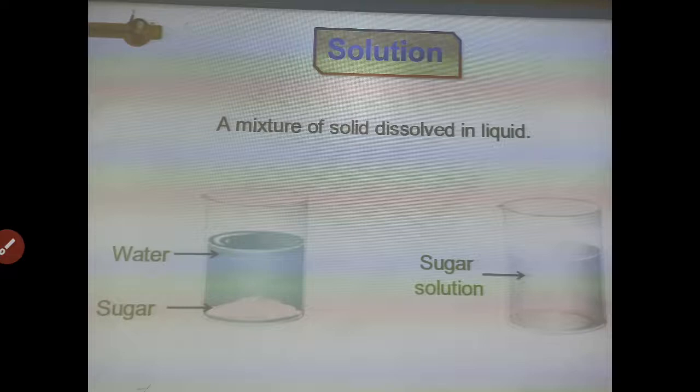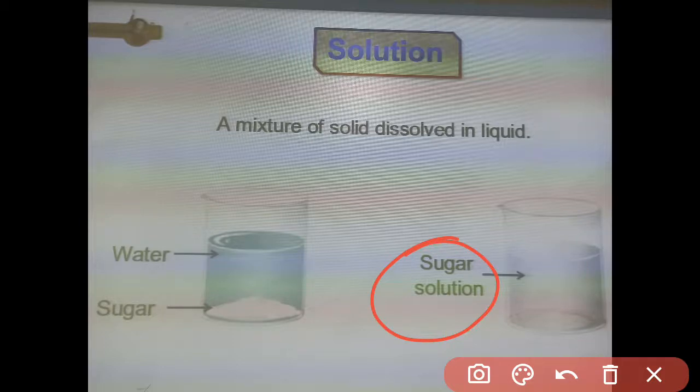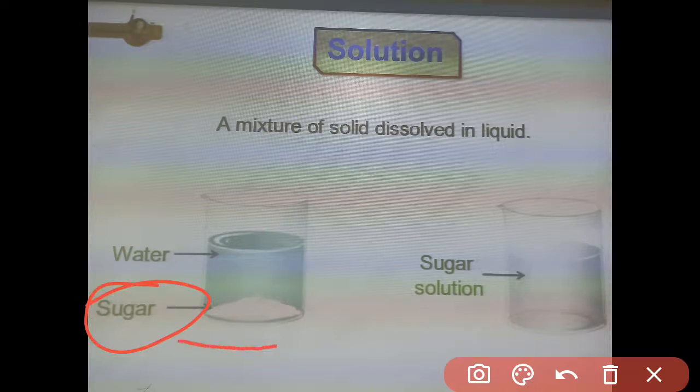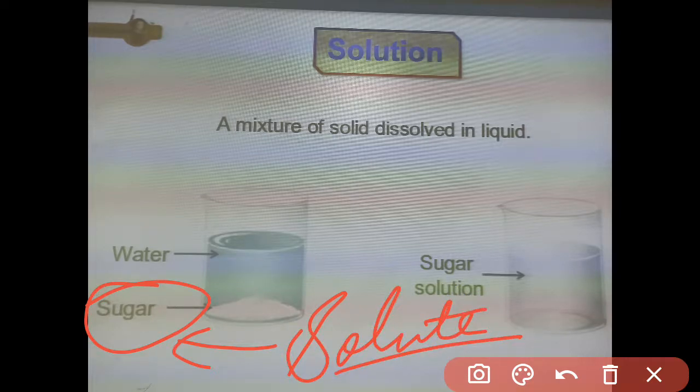Now a solution contains two types of things. The first thing is the amount which is present in small quantity. So in the sugar solution, what is present in the small quantity? Sugar or water? Obviously, sugar is present in the smaller quantity in comparison to the water. That is why sugar here will be called the solute. So how can we define solute? Solute is the part of the solution which is present in the smaller amount in the solution. So this is why in this sugar solution, sugar is the solute.